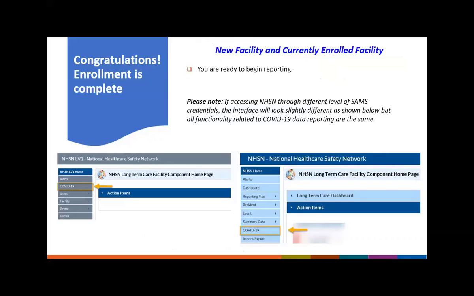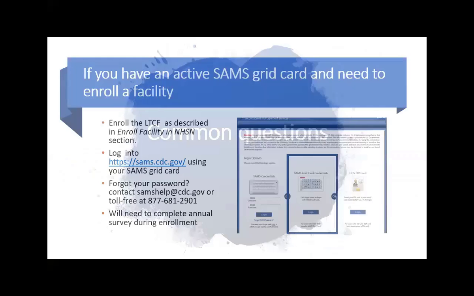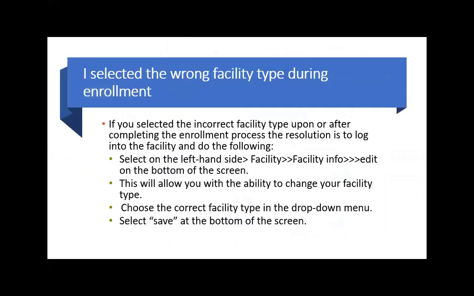And when you select facility information, all of the information that you entered during enrollment will show up, and that's where you can make your changes. That's also where you would go to change your CCN number. So it allows you the ability to change your facility type or anything else that you needed to change. Just remember to click save at the bottom of the screen and it will update for you.